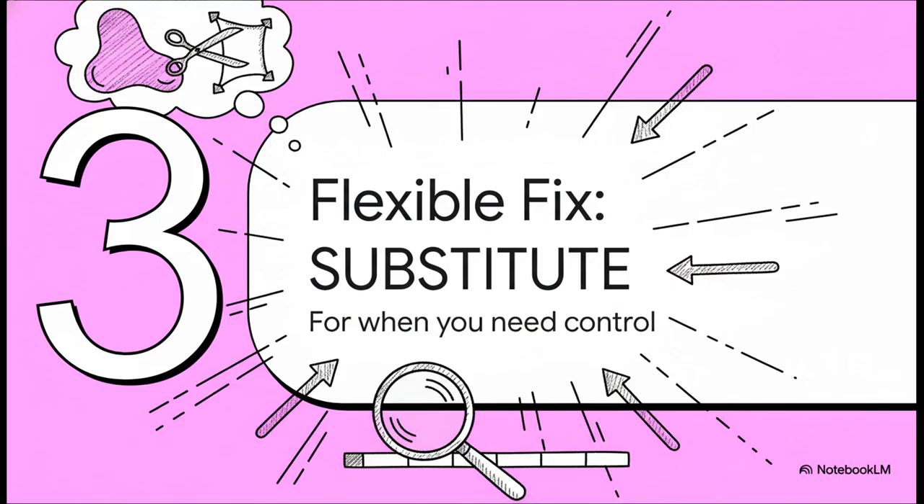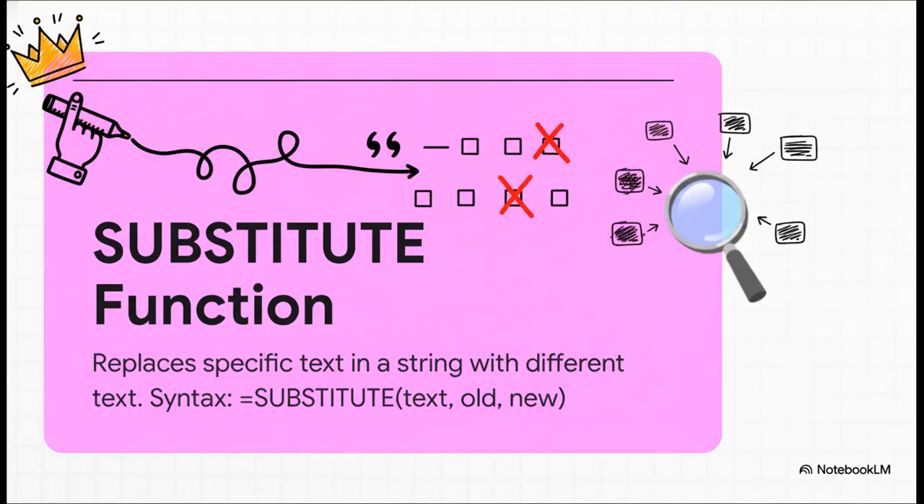Now, trim is fantastic for that general sweep up, but what if you need to be a little more surgical? That's when you bring in our next tool, the substitute function. This is for when you need precision. See, unlike trim, which is kind of an all or nothing deal, substitute lets you call the shots. You tell it 3 simple things: where to look, what old text to find, say a double space, and what new text to replace it with, maybe a single space or maybe nothing at all. You are in complete control.